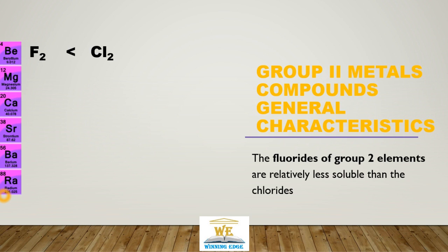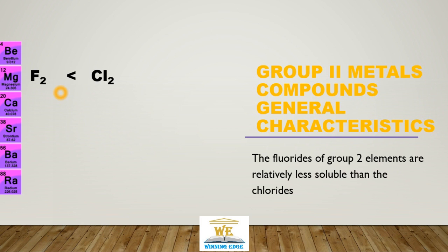Now, let's talk about the solubilities. Fluorides are less soluble than chlorides for barium. Here beryllium fluoride is less soluble. The reason is the covalent factor will be higher for chloride compared to fluoride according to Fajan's rule.